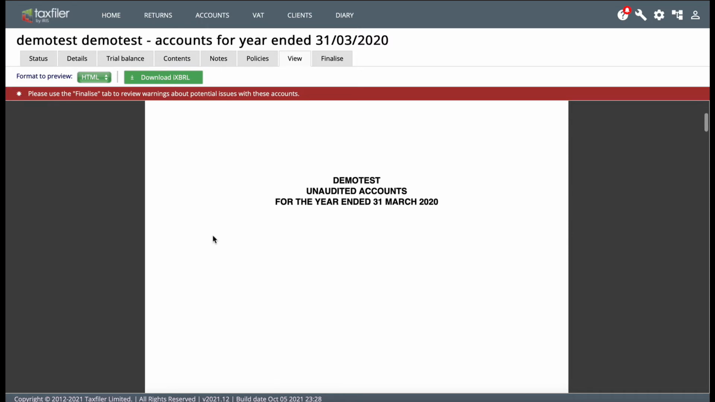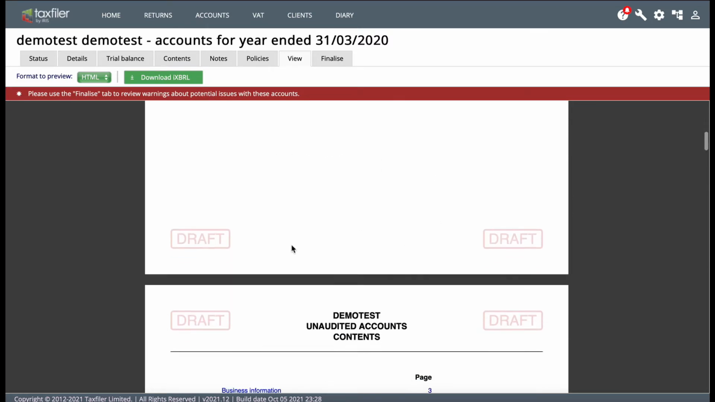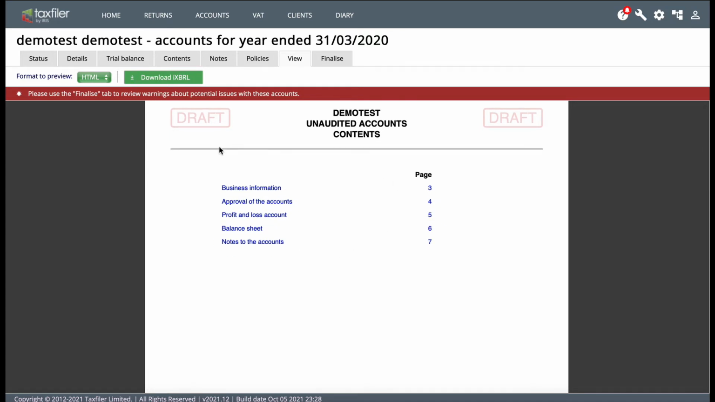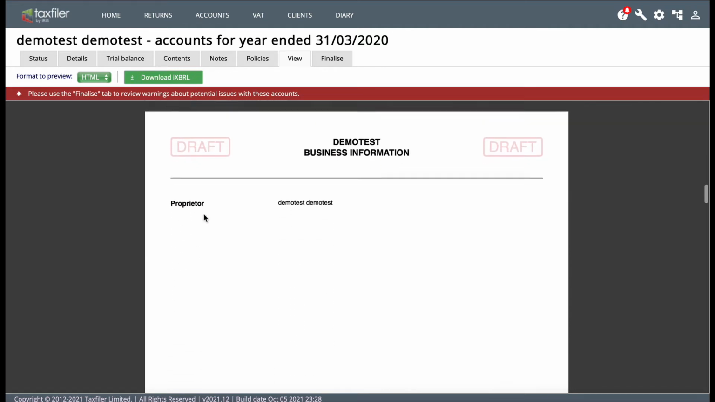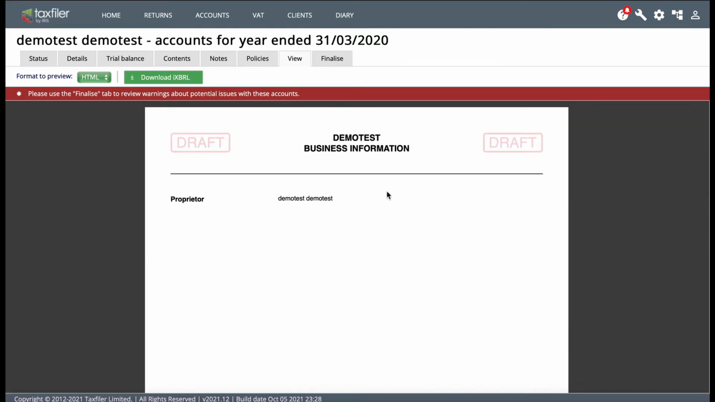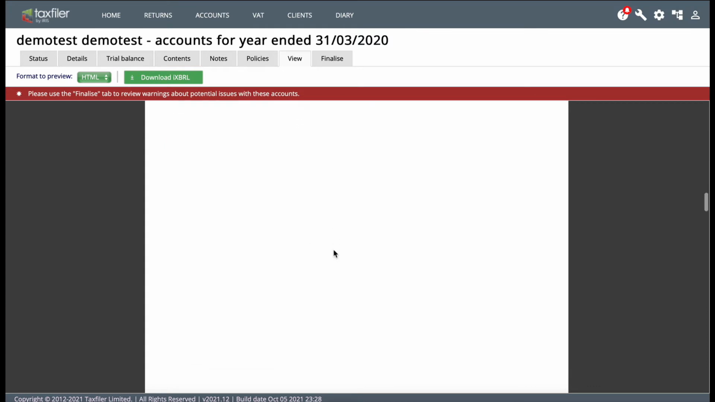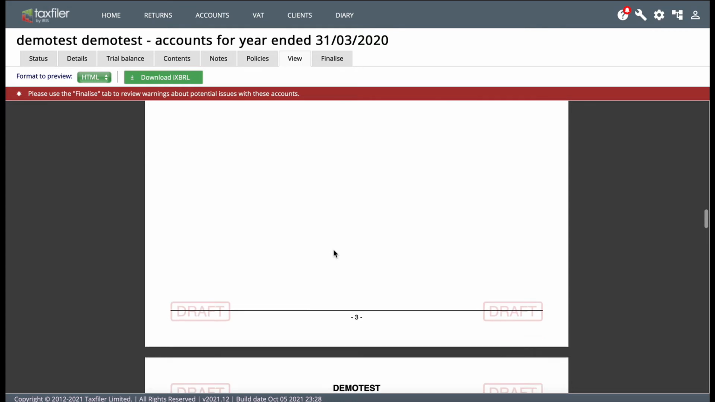So we've usually got the cover. Usually they'll say unaudited accounts. As I say, this is for a sole trader. We'll quite often get a contents page. So we've got business information, approval of the accounts, profit and loss account, balance sheet and notes. So our first page, there's not a lot on it, but usually you'll get your business information, you'll get your proprietor's name, you may have the address on there, but just any information that the accountant's entered for you.